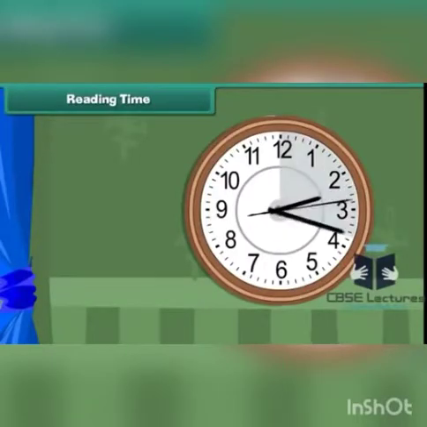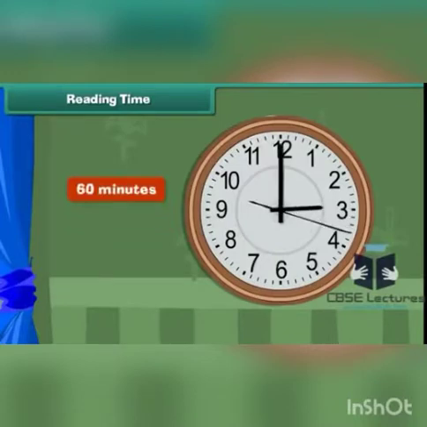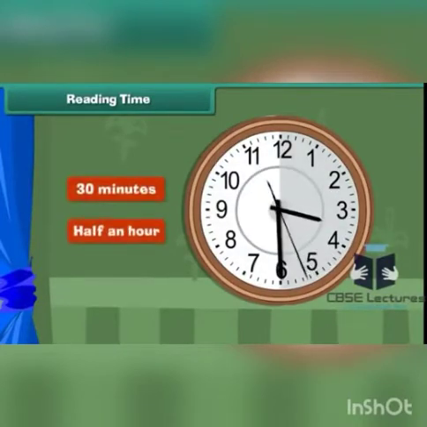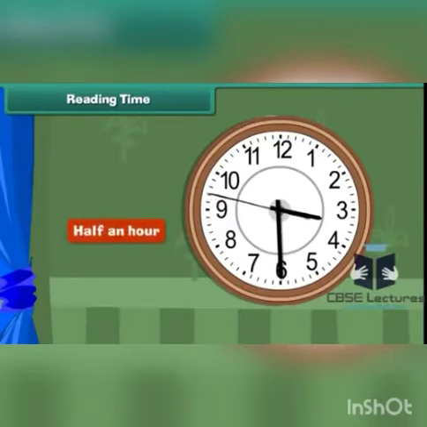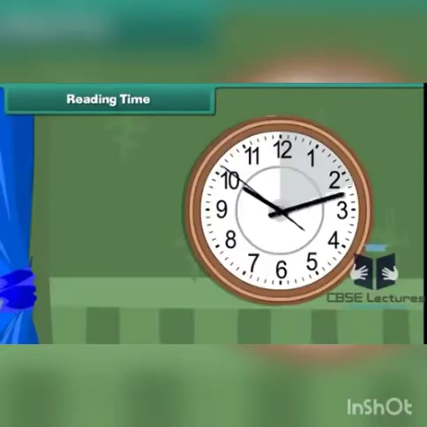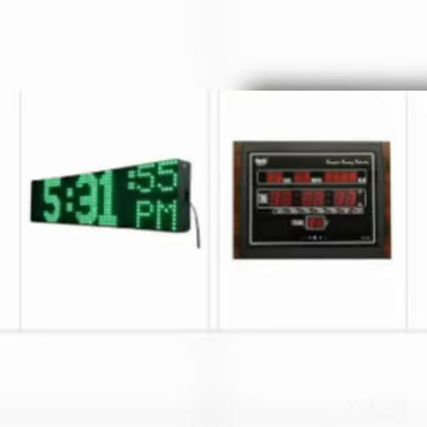Look at this clock. The minute hand completes one round, that is 60 minutes, 1 hour. 60 minutes equal 1 hour. 30 minutes, 12 to 6, that is half an hour. Look here, children. Here, the minute hand is at 12, the hour hand is at 4. The hour hand is at 10, the minute hand is at 3. 10:15. These are called digital clocks. A digital clock shows the time by digits.